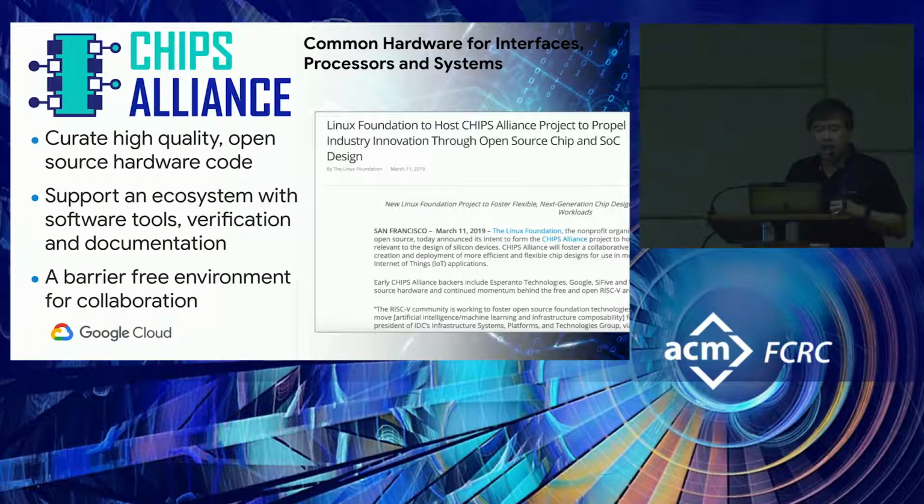And most importantly, the CHIPS Alliance is meant to be a barrier-free environment for collaboration. And part of that, I think we haven't talked about here, because it's a more academic focused workshop, is licensing and IP requirements. That's one of the things that the CHIPS Alliance tries to address upfront and be very clear about, because if everyone's playing on the same level playing field, it aids the collaboration going forward.